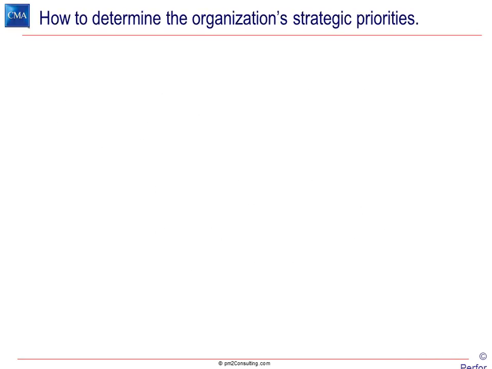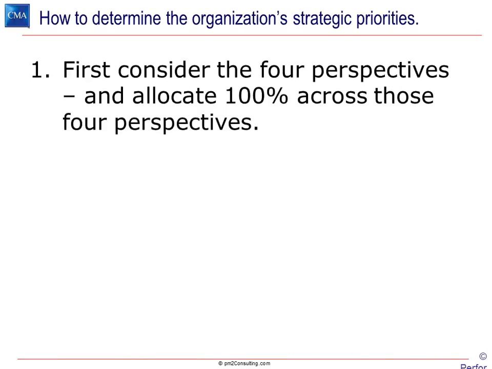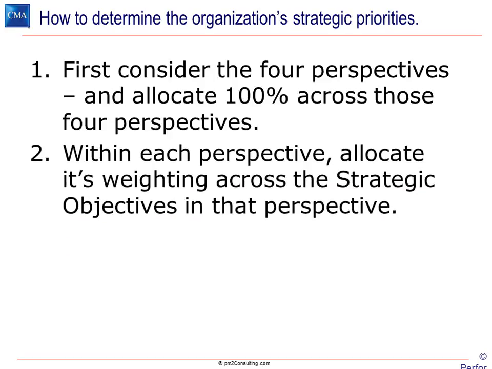So the steps are pretty straightforward. First, what you need to do is weight the 4 perspectives. We're going to say this is 100% of your strategy, represented on the strategy map. Allocate 100% across the 4 perspectives. The second step is, now that we've agreed on the weighting for each perspective, we're going to allocate the weighting within that perspective across its strategic objectives.